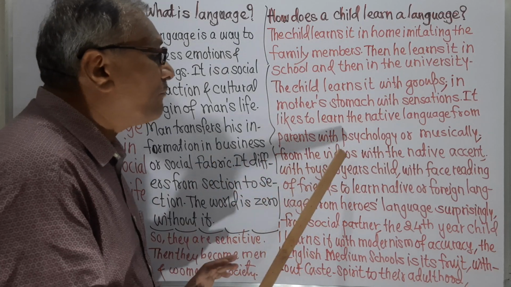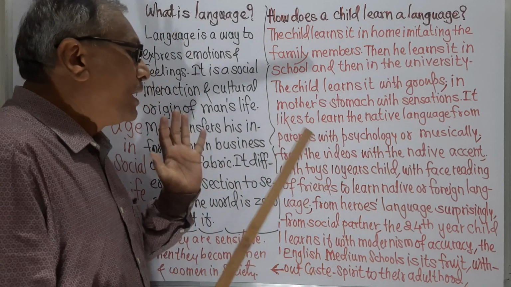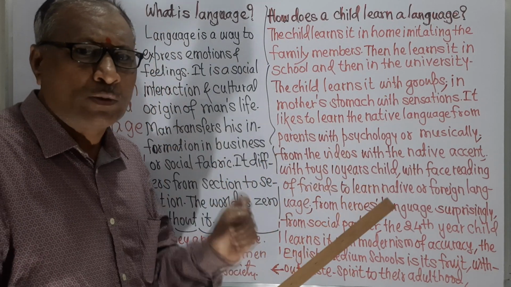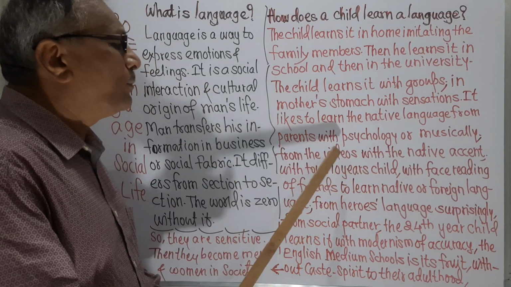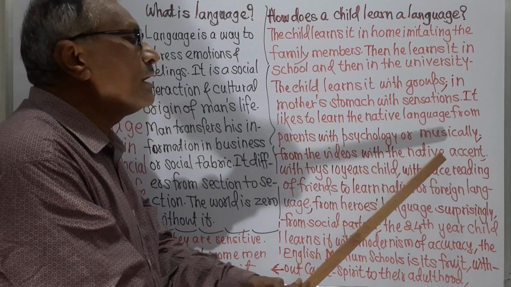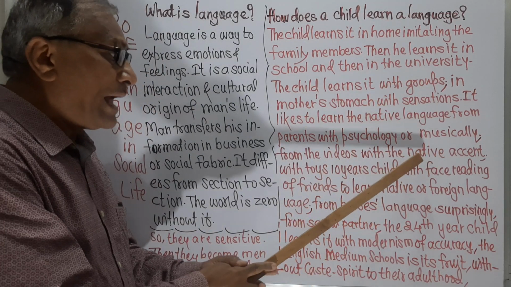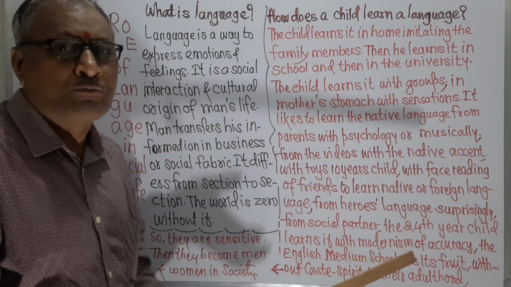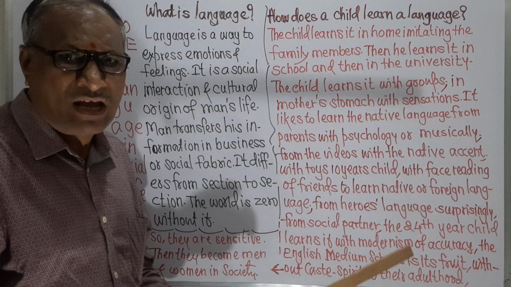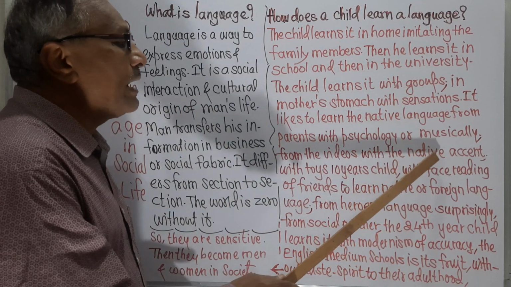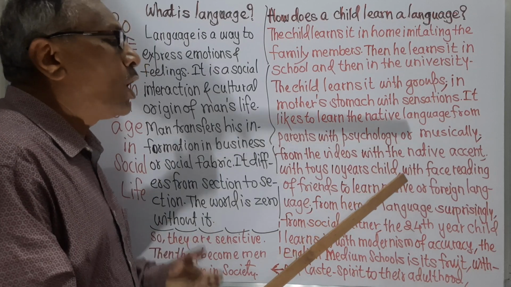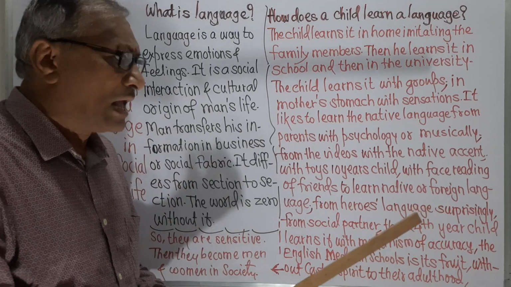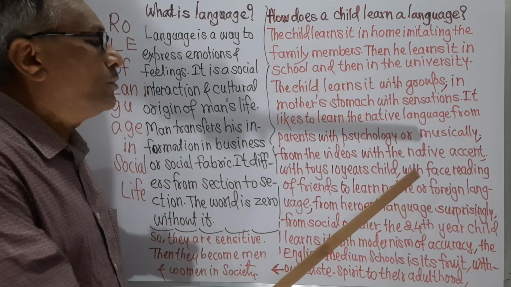And he learns from the videos with native accent. Remember, the child learns the language with the videos. Means he likes to watch the videos, and with the help of the videos he learns the language with the native accent, because he likes the native accent, because the native accent is very easy for him, because it is the language of his parents, and that's why he likes to listen to the accent of native speakers, and that's why he learns his or her language with the native accent.